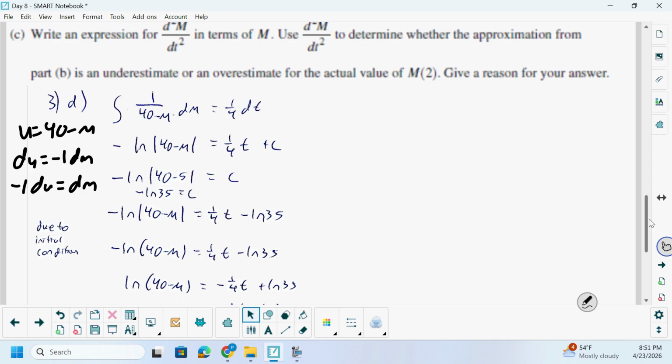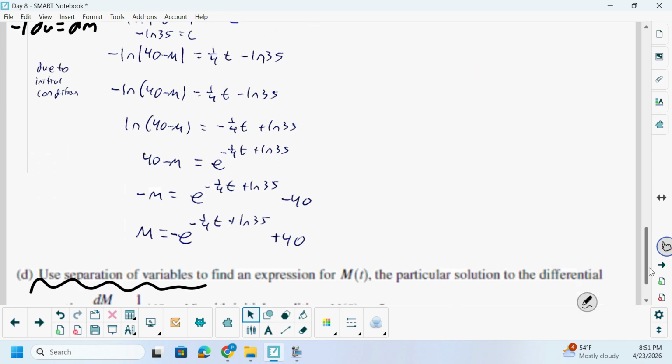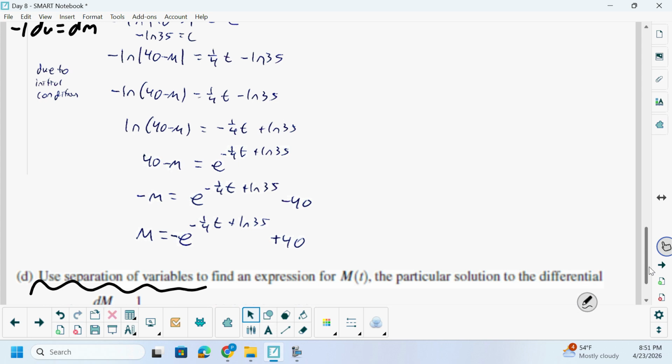Divide the negative 1 over, switch your log to an exponential. I then subtracted the 40 over and then divided by negative 1. Now, I just left everything in the exponent. You could have also had it come out front as well from that natural log of 35. I would suggest on a free response, don't do more simplifying than you need to. You're just risking a potential chance for an error. If you had brought it out front, you would have had negative 35 e to the minus 1/4 t and then the plus 40 on the end.